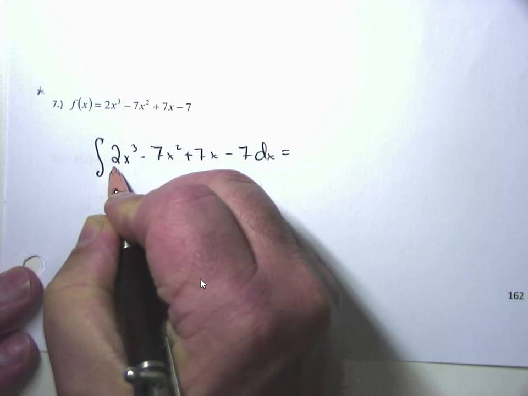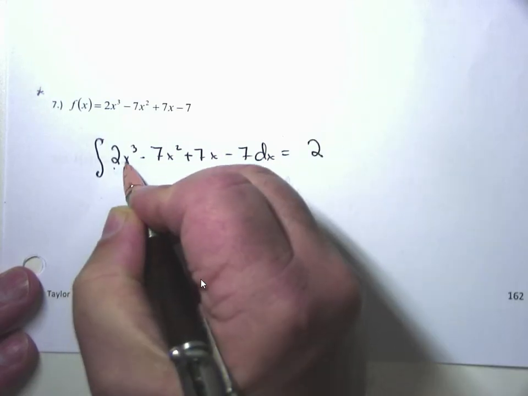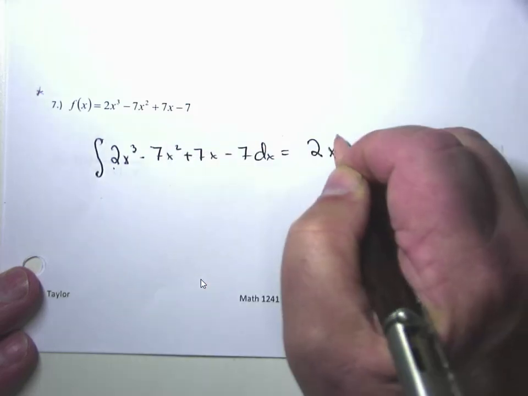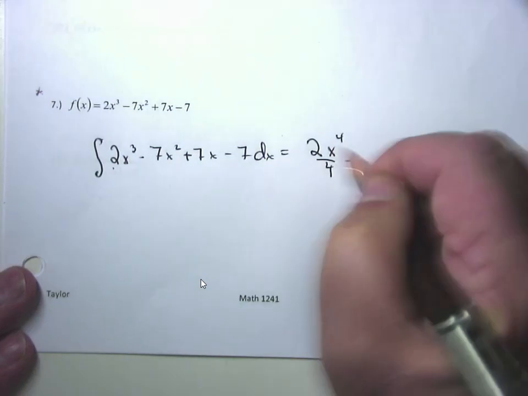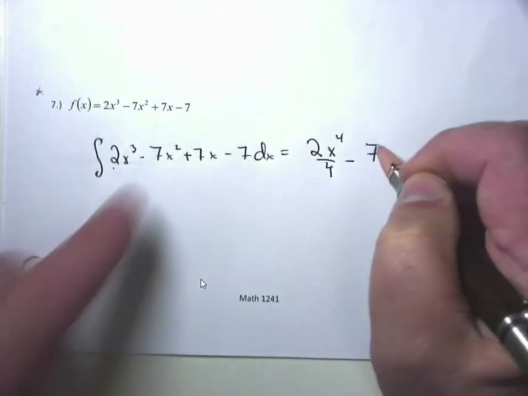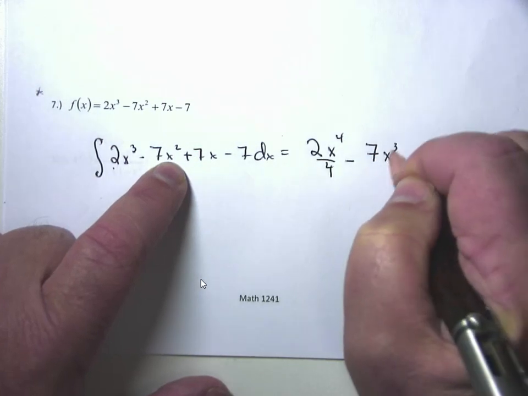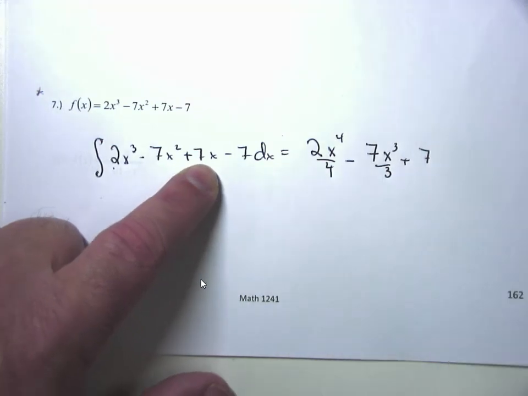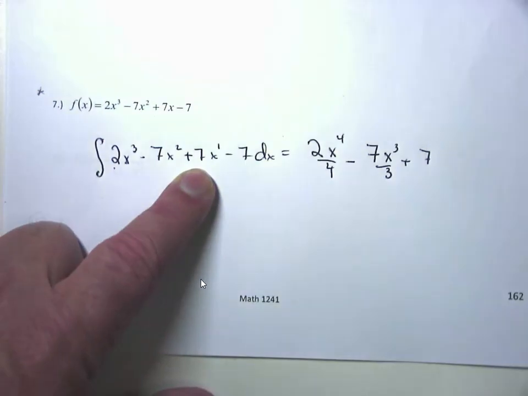2 is a constant. Constants hold over. Antiderivative or integral of x to a power: you add 1 over add 1. So the integral of x cubed would be x to the 4th over 4. Don't worry, I'll go back later and clean them up. Minus 7's a constant, leave him alone. Integral of x squared, x to a power, add 1 over add 1, gives me x cubed over 3, plus 7x, 7's a constant. This officially is x to the first power, but he's still x to a power.